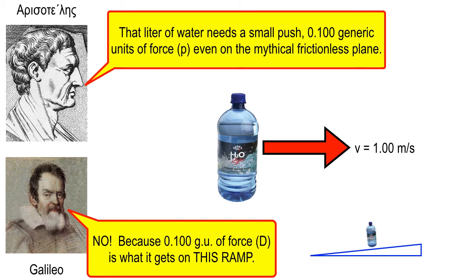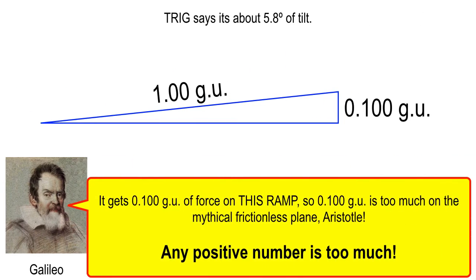Now here's a blow-up of Galileo's ramp. If the weight force is 1 and Aristotle says 0.1, then you make your triangle, your ramp, with these proportions. You take a 1 meter board and you elevate it physically by 10 centimeters, 0.1 meter.